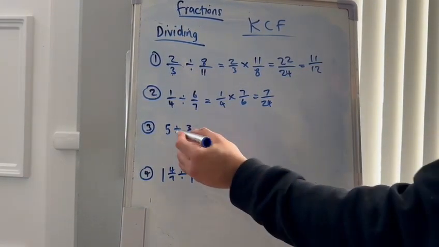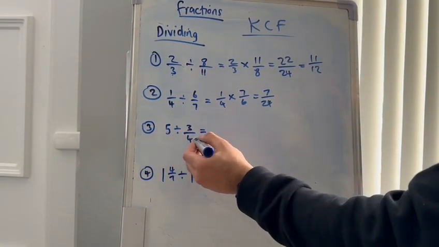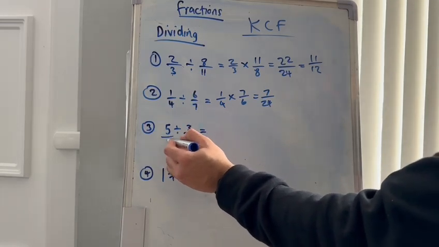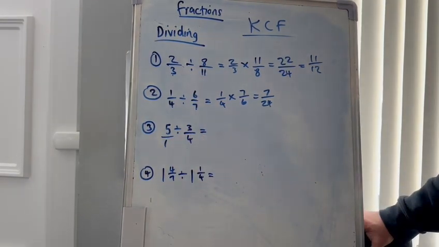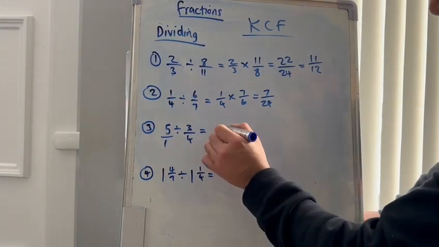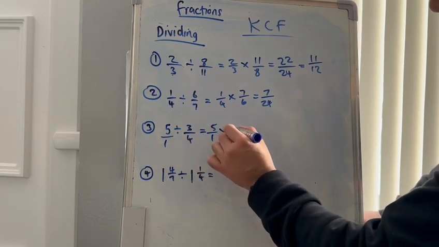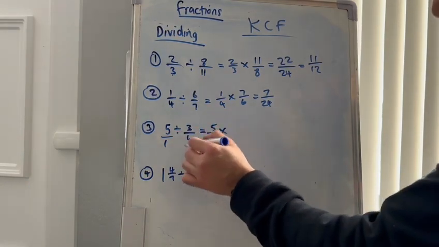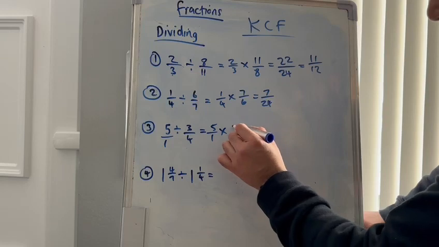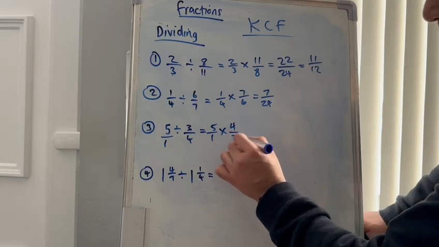Same again, if I've got a whole number and I'm dividing by a fraction, I can make that whole number into a fraction, as simple as that. Anything divided by 1 is itself. So the first fraction is going to stay as it is, 5/1. I can change the division into times, and I can flip the second fraction over so it becomes 4/3.